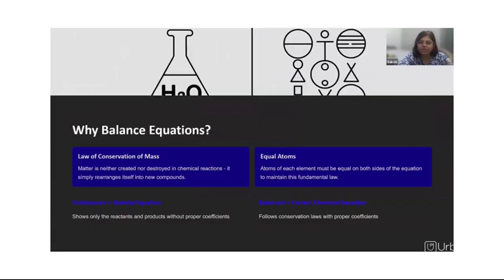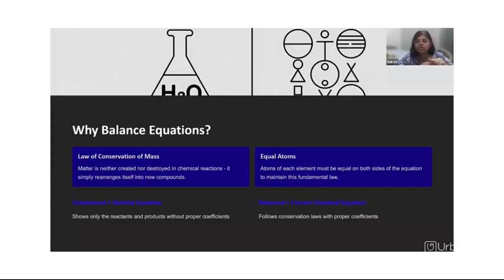Firstly, what is the need to balance the chemical equations? Like we did study it in the last video, but let us again revise, right? What is the need to balance the chemical equations? Firstly, let us understand what is the law of conservation of mass.